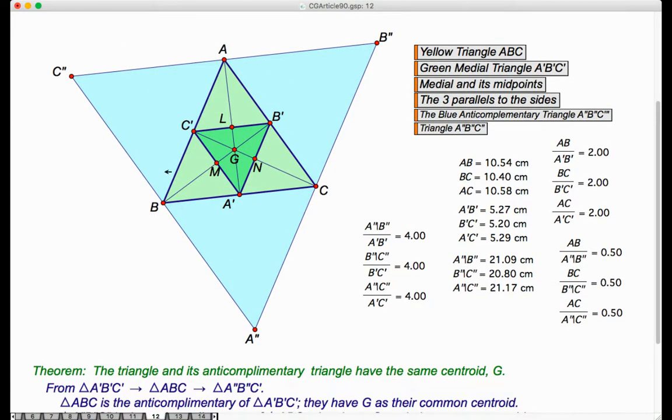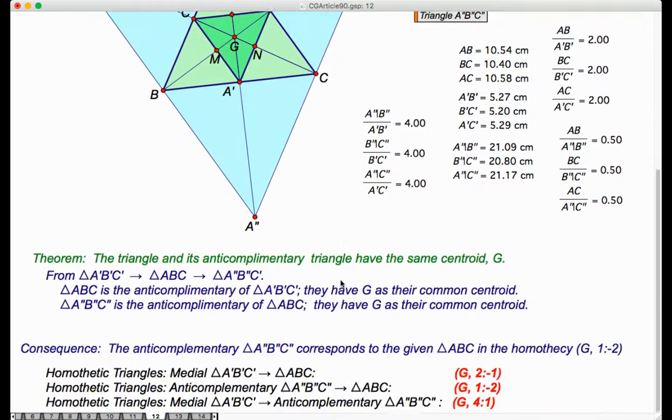You notice B double prime is the median of the big triangle here, and then C double prime is the median also of the big triangle, and A double prime is also the median. Hence, G will again be the centroid of the blue triangle here.